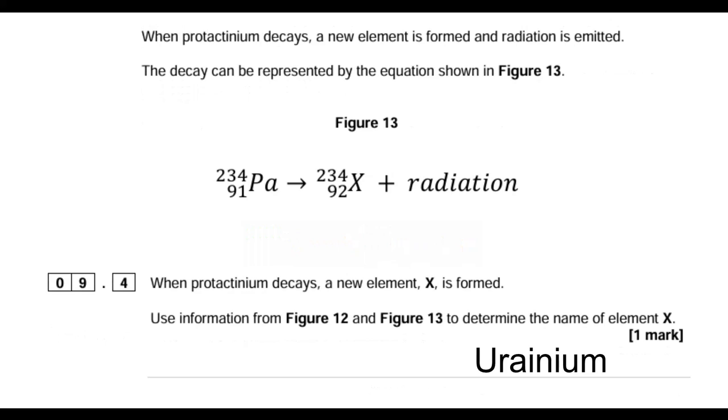Now, the next question is just another 1 marker where they expect you to work out what element X is using information from figure 12 and figure 13. Now, as you may remember from the earlier question, uranium has an atomic number of 92, so it's just uranium. It's not a very good question, to be honest, but 3 marks, who's complaining?